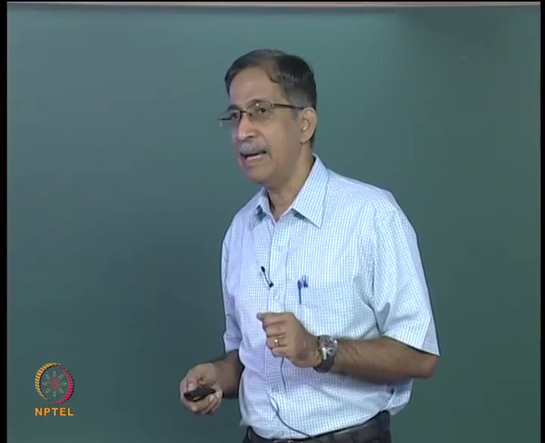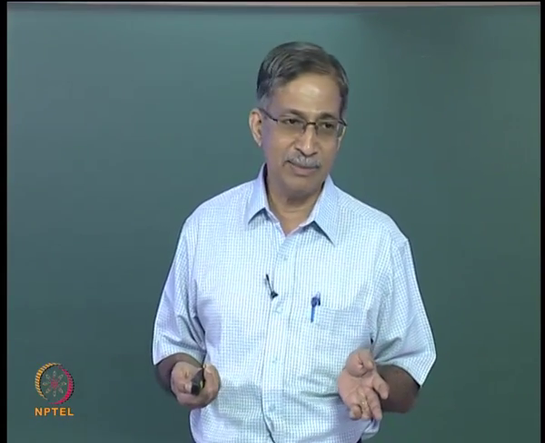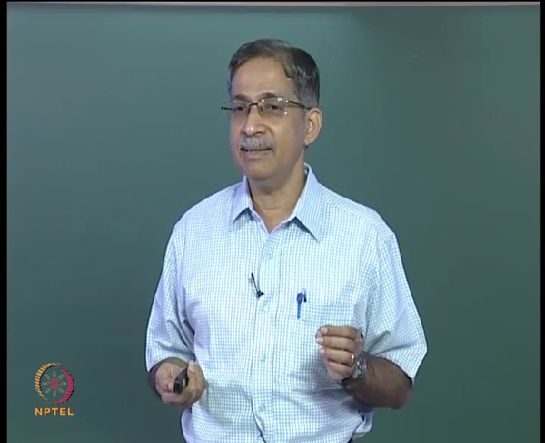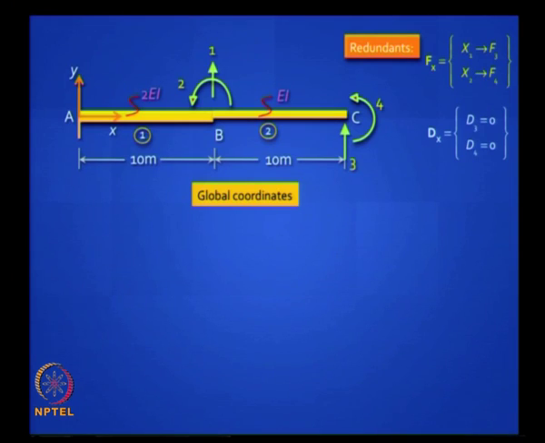Is it clear? And the compatibility equations needed to solve this, in this case you do not have any support settlements. So D3 which corresponds to x1 is 0, D4 which corresponds to x2 is 0. In case you have support settlements, in case support C settles by delta downwards, you will modify this as, sorry, D3 is equal to minus delta, and in case you have a rotational slip theta at C, you will suitably modify D4.